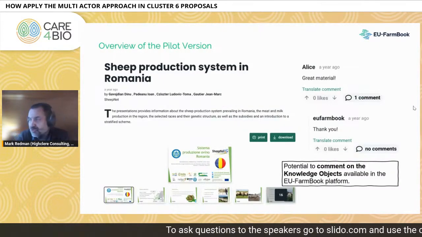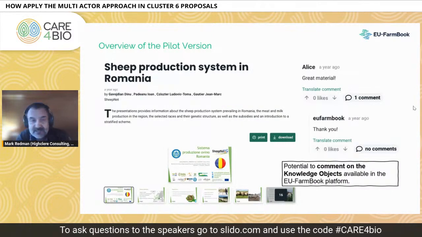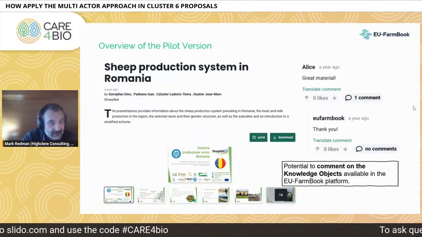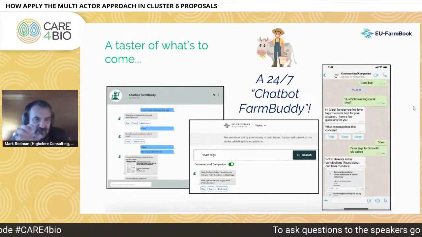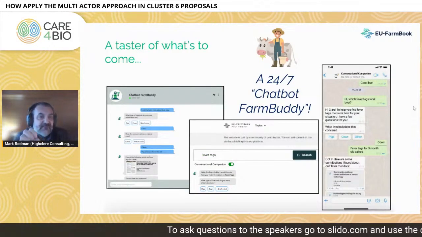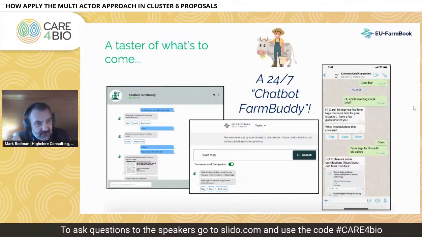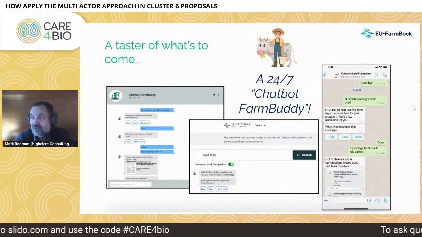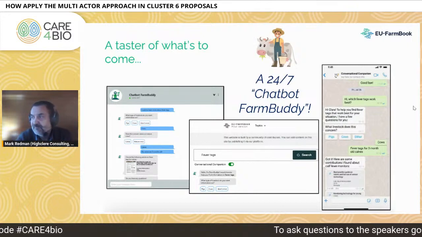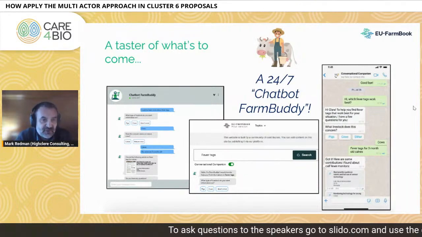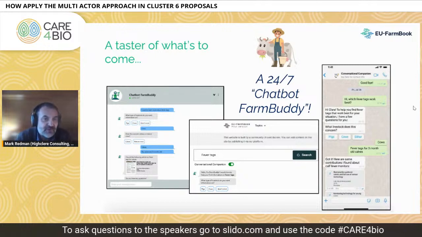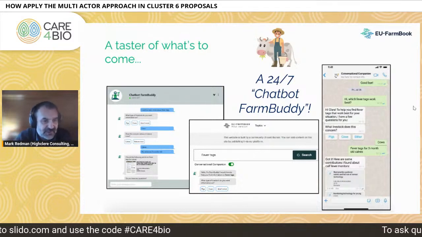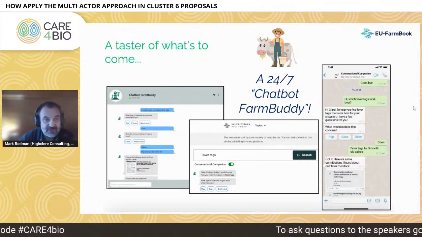There'll also be the potential to comment on the knowledge objects inside of the platform. As I say, these are the functionality of the pilot version. And then there's a lot of other additional functionality that will be coming later as the platform is developed, including some very smart use of artificial intelligence in order to introduce a chatbot for more structured conversational discussion or interaction with the platform in order to explore the full extent of its content. There are a range of other features as well, which I won't go into now because time is extremely short.